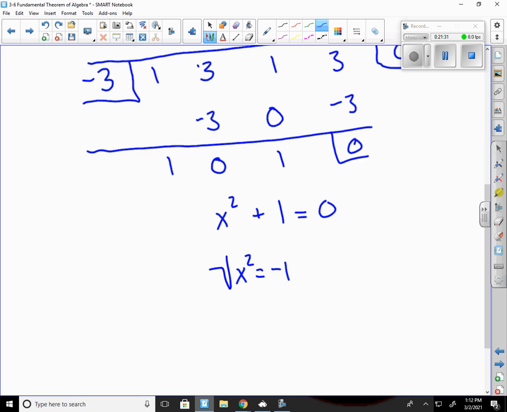Take the square root of both sides. I have 2 complex roots. Square root of a negative 1 is i. It's plus and minus i. All of my x's are 5, negative 3, and plus and minus i.